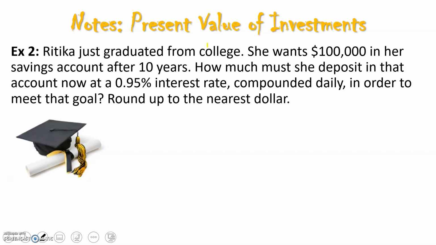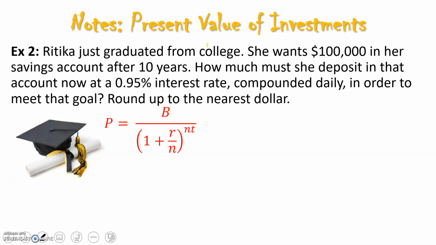Example 2. Ritika just graduated from college. She wants $100,000 in her savings account after 10 years. How much must she deposit in that account now at a 0.95% interest rate, compounded daily, in order to meet that goal? Round up to the nearest dollar.